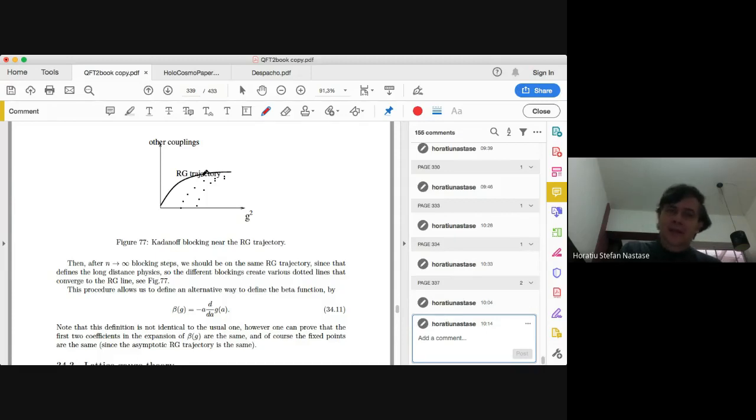So that means that all of these blockings with different S and, well, different procedures perhaps, should asymptote to the same RG trajectory. So for the RG trajectory in terms of coupling, here is the coupling g squared that we're looking at, and here are other couplings. And this is the asymptotic RG trajectory. Then these blockings, which are discrete jumps, should asymptote to the same RG trajectory.